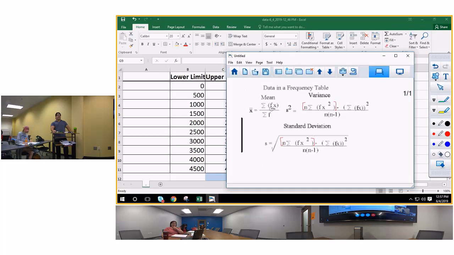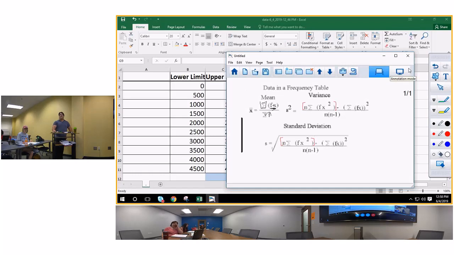I just underlined it for those of you not paying attention. F times what? F times X. Because what do we need to do with F times X? We need to add it up and then divide by what? What's the summation of F? Another name for N. So you could rewrite this X bar as the summation of F, with a little dot in the middle, F times X over N.